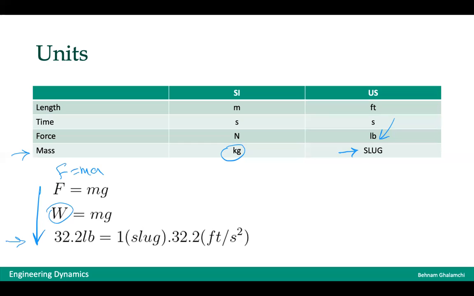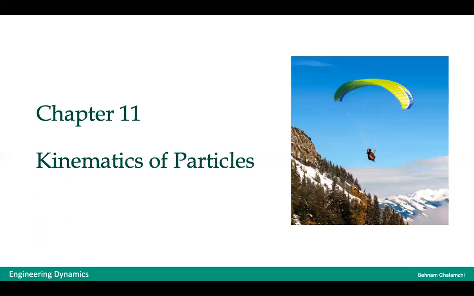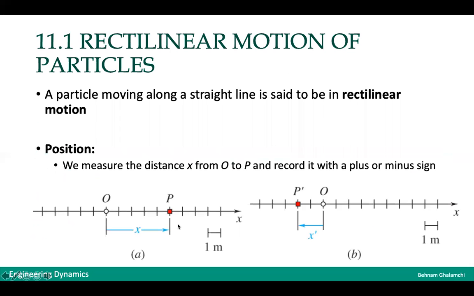is equal to one slug multiplied by 32.2 gravity acceleration. The unit is feet divided by time squared. So just keep in your mind the unit of mass in the US unit is slug, because this is the thing that we usually forget about.